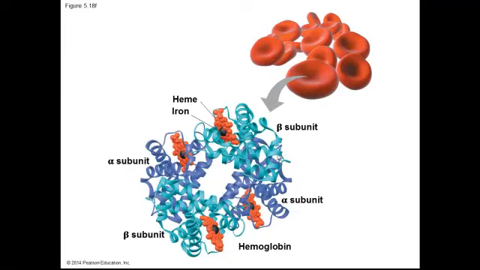Here's hemoglobin. You can see that there are two beta subunits bonded to two alpha subunits. So these are four separate polypeptides put together into one protein.